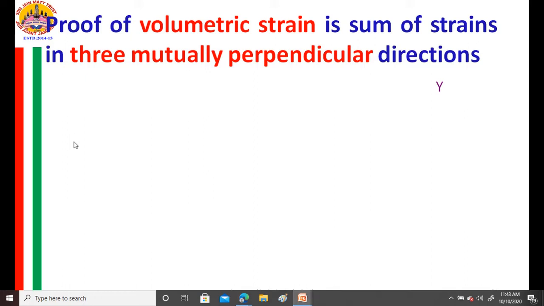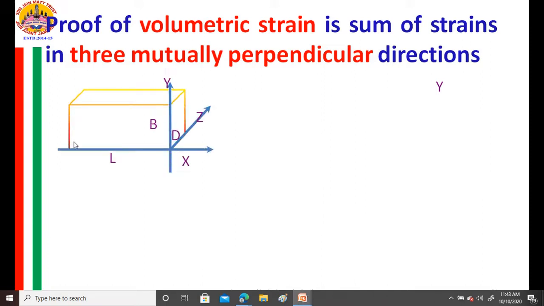But while solving the problem, you must be very careful. So, right now I want to prove the relationship between the strains in three mutually perpendicular directions. For that, I am taking a rectangular block that is subjected to n number of forces. I am not focusing on what is responsible for the changes in the dimensions of this member. It is subjected to the load.